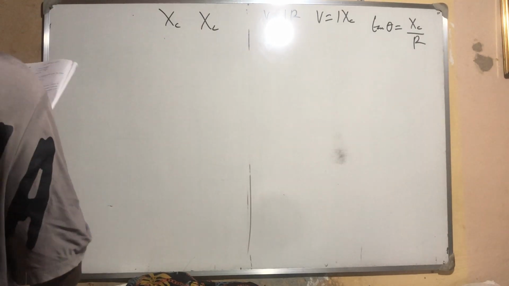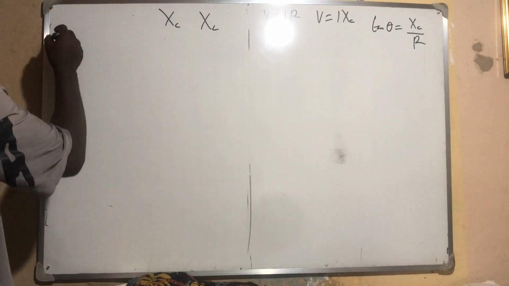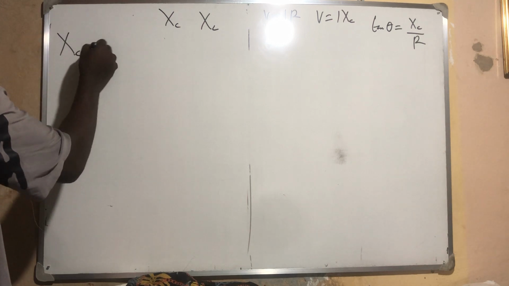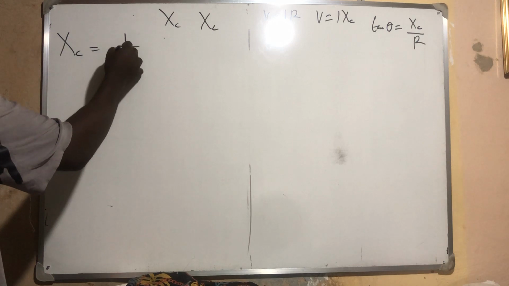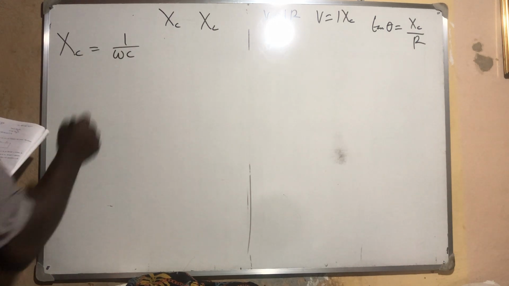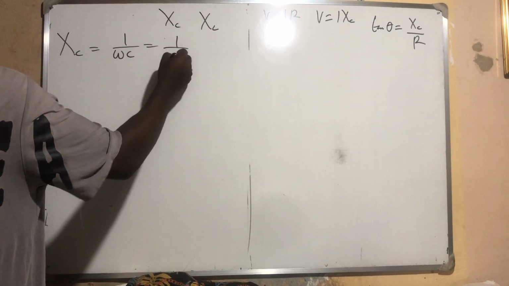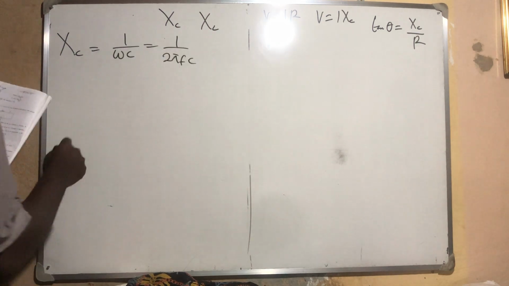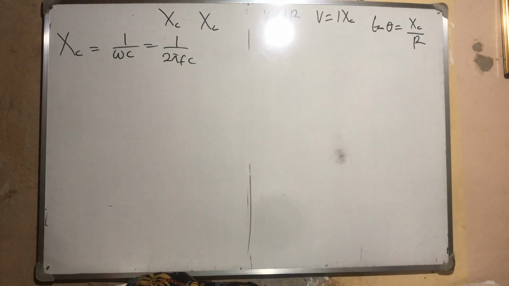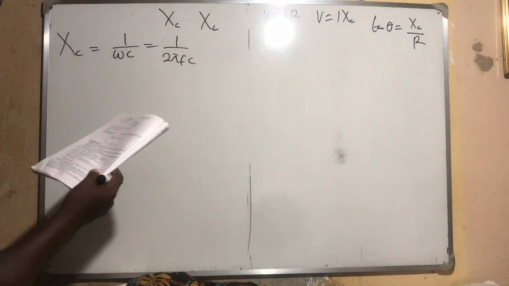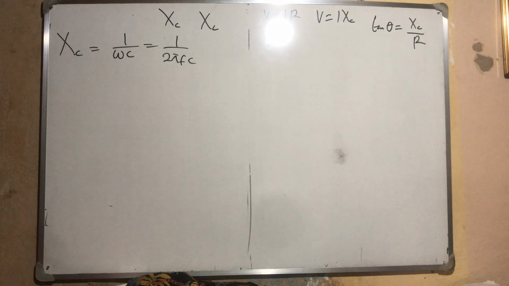And then don't forget that capacitive reactance is always 1 over omega C, which is 1 over 2 pi FC. Very, very important formula to note: 1 over 2 pi FC. Where F is frequency, measured in Hertz, and C is capacitance, measured in Farad.